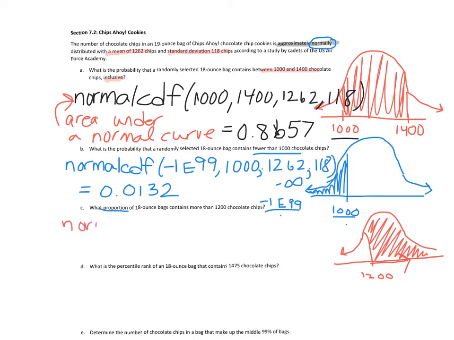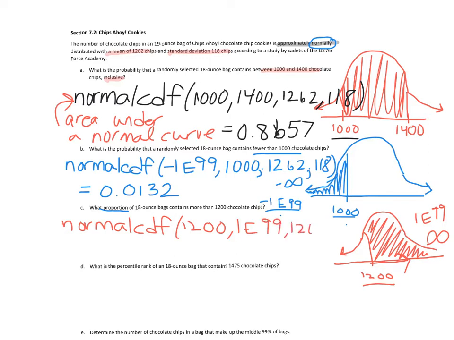All right, so now our lower bound, what's the smallest number? It's 1,200. What's the biggest number we go to? Well, we go to infinity. So we're going to write that in this class as 1 times 10 to the 99th. That's 1 with 99 zeros. All right, so put that into our calculator. Make sure we're all getting the same thing. And we're getting 0.7004.